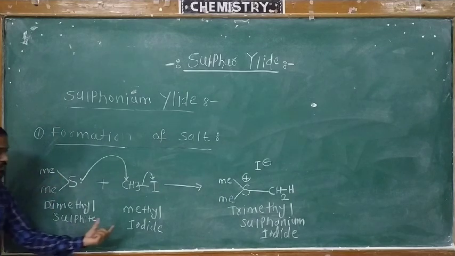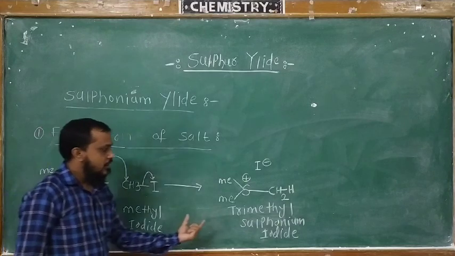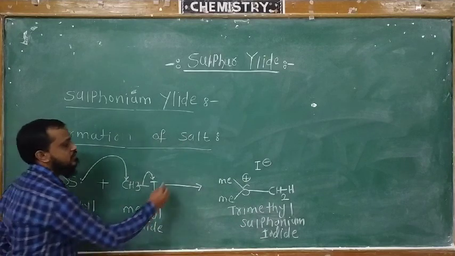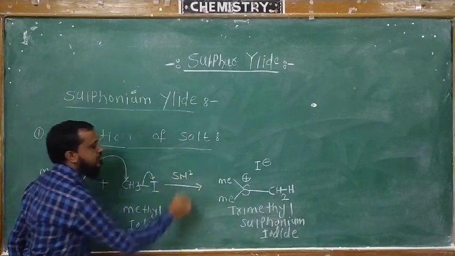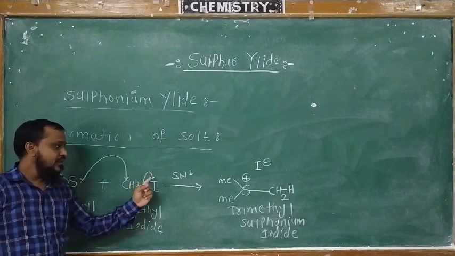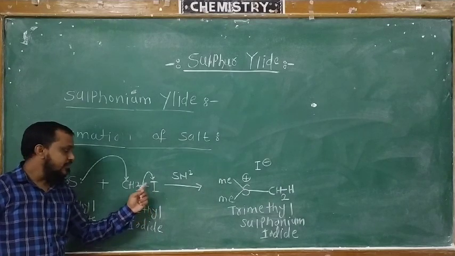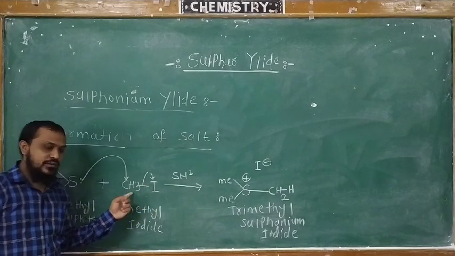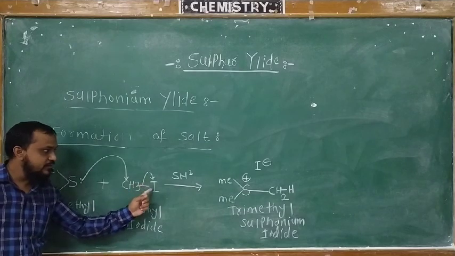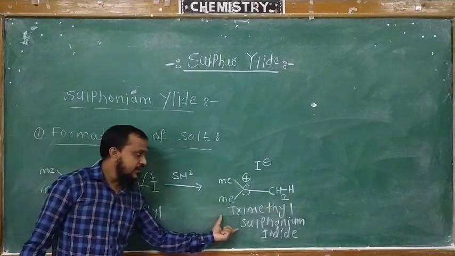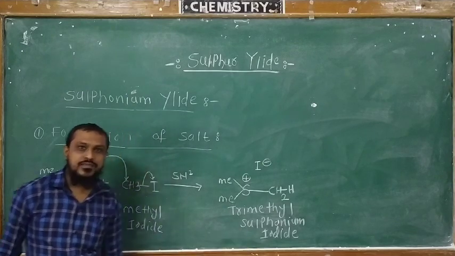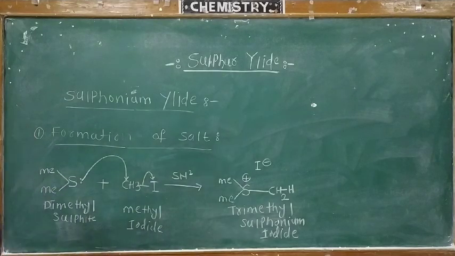Okay, so in the first step of preparation of sulfonium ylide, dimethyl sulfide is treated with methyl iodide to form a salt called trimethyl sulfonium iodide. This reaction undergoes SN2 type. We know that in SN2 type, one nucleophile attacks on the attacking side, simultaneously one leaving group detaches from the attacking side. So here the lone pair of sulfur attacks a carbon atom, simultaneously iodine will be removed and we will get trimethyl sulfonium iodide as an intermediate. Okay, this is the first step of preparation of sulfonium ylide.